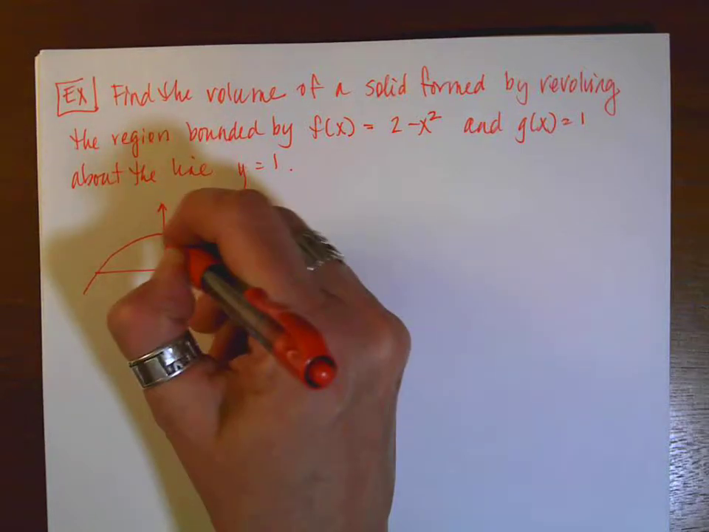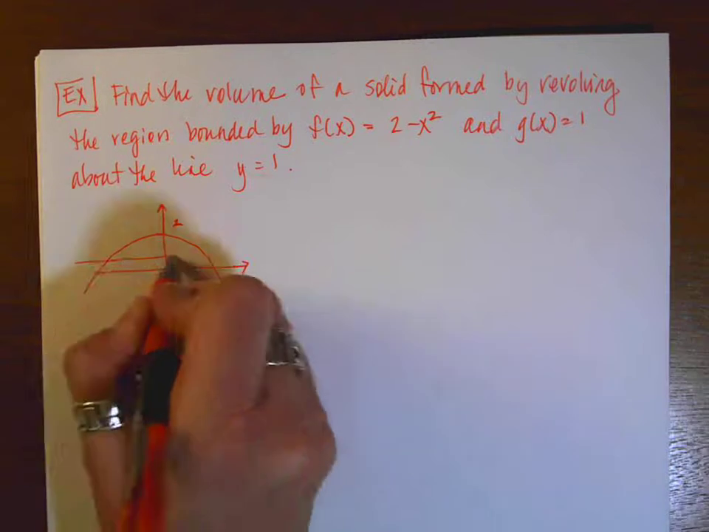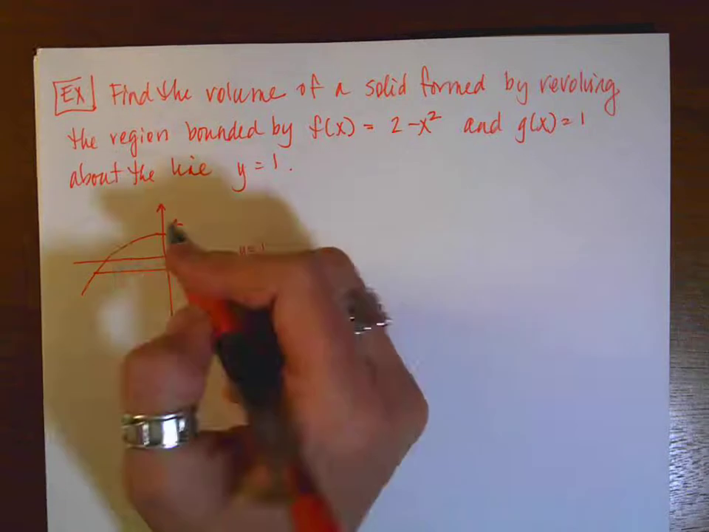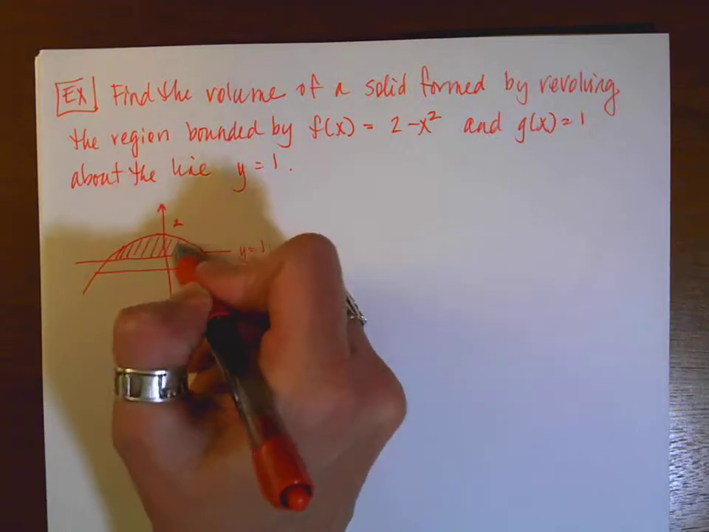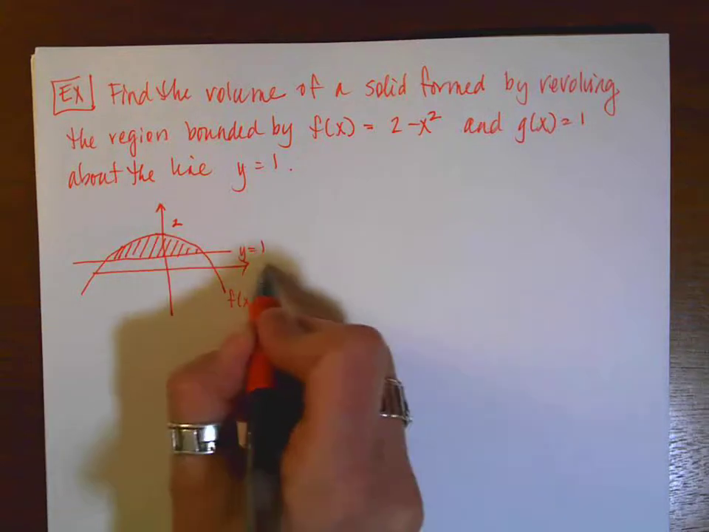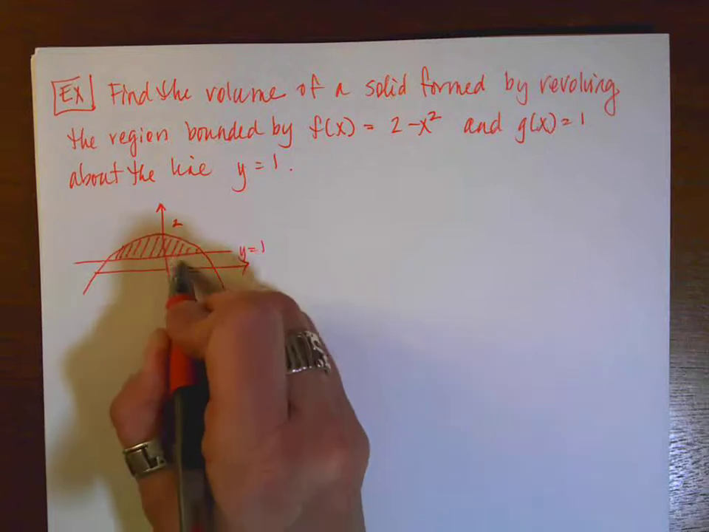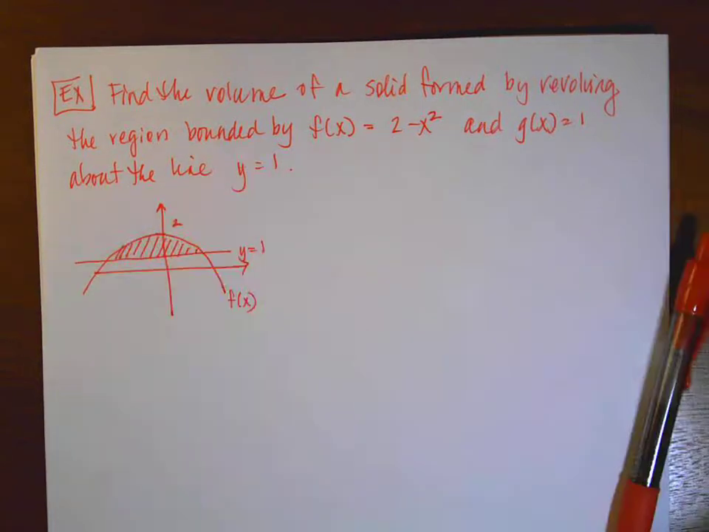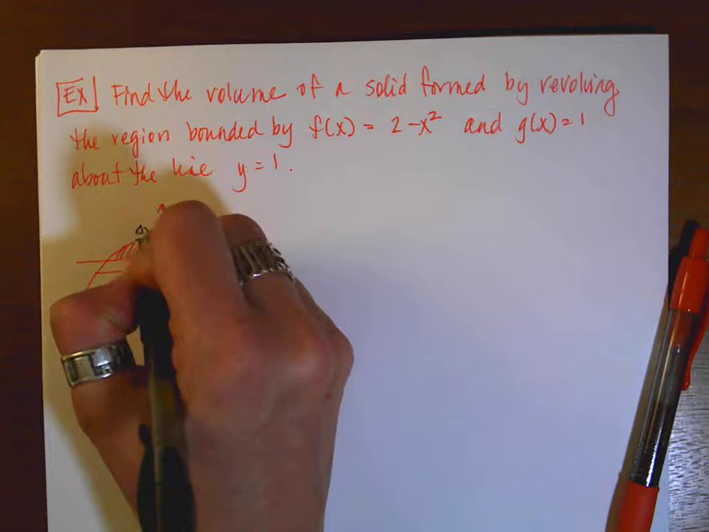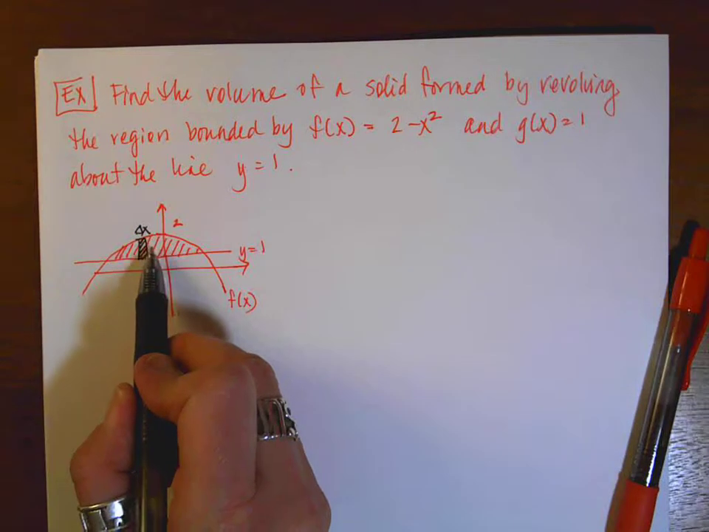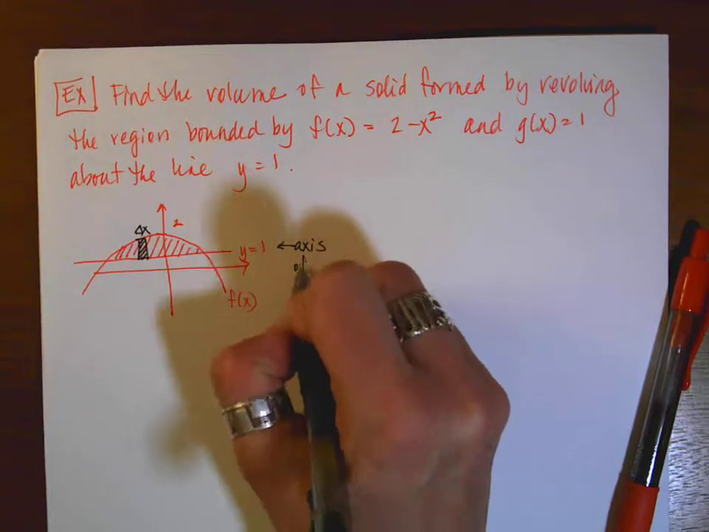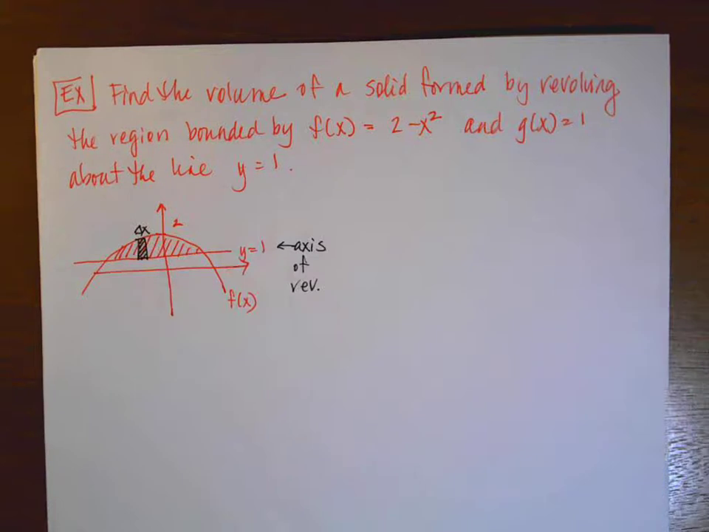Alrighty, so 2 minus x squared, we've seen this little parabola before. That guy's going to be 2. And y equals 1, it's going to be right there. So this is y equals 1, and this is f of x, okay? So this is going to be the image that I'm rotating, and I'm rotating it about y equals 1, which is important because if I rotate it about the x-axis, then it would have a hole, and that would be a different problem. So then if I draw my little rectangle, I still have a delta x because I'm revolving the area between the curves about this. So this is my axis of revolution.